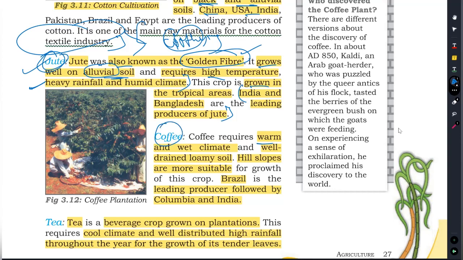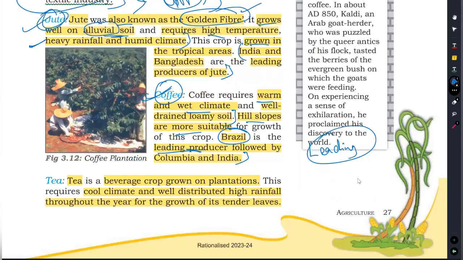Coffee usually requires a warm and wet climate and well-drained loamy soil. Hill slopes are most suitable for coffee production. Brazil is the leading producer. You need to remember what are the leading countries which produce this type of crops. Coffee is extensively grown in Brazil. It is followed by Colombia and India.